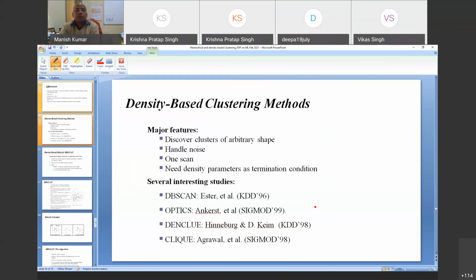DBSCAN was done in '96, though many variations were proposed, and still many variations exist for DBSCAN also. Then we have OPTICS, which is in '99, then DENCLUE, which is in '98, CLICK, which is also in '98. These were proposed in very prestigious conferences like KDD and SIGMOD. So these papers are very significant and are widely used for clustering purposes.